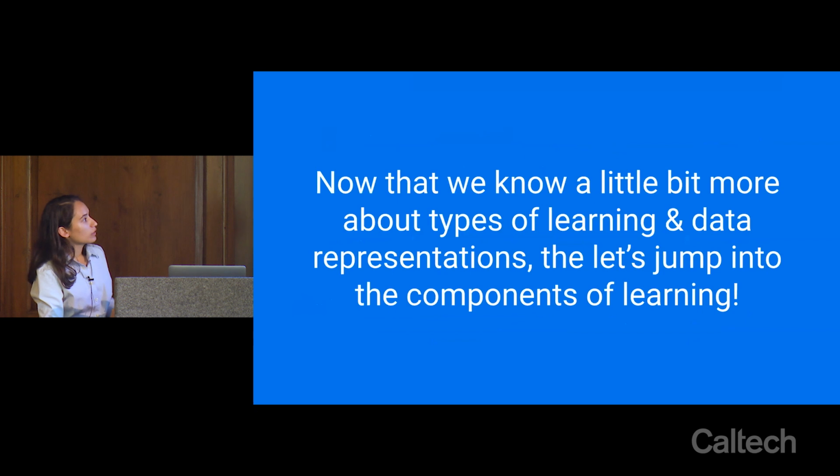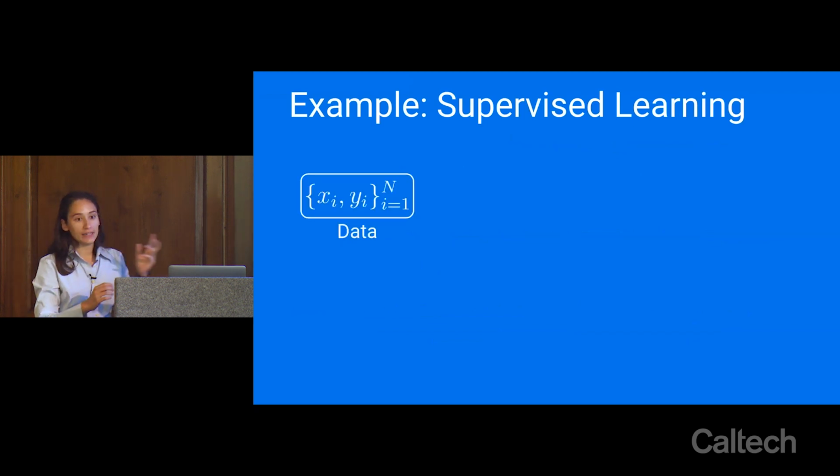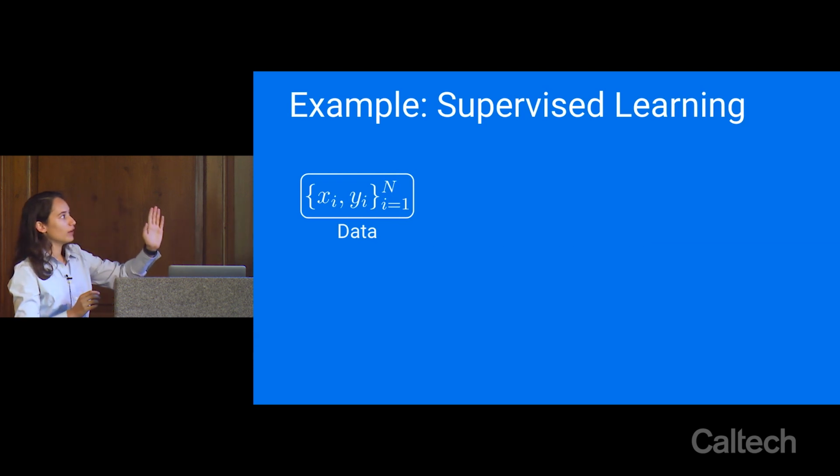Okay, so now that we know a little bit more about the types of learning in data and data representations, let's jump into some of the components of learning. We're going to do this example with supervised learning because it's the most straightforward. So first, what you have is data. And so here we have an X and a Y and an N and an I.